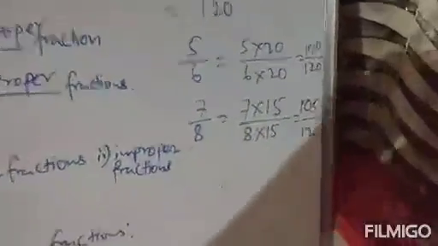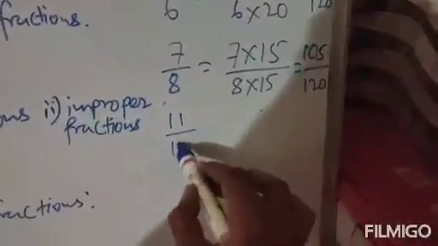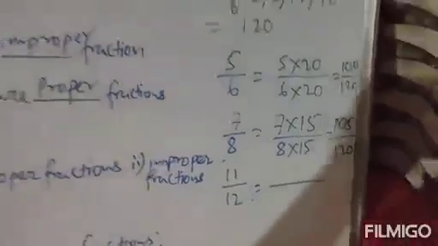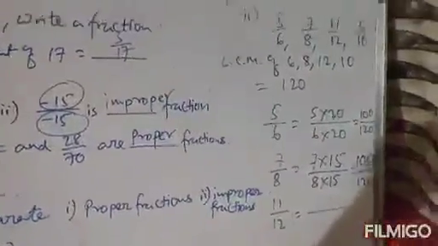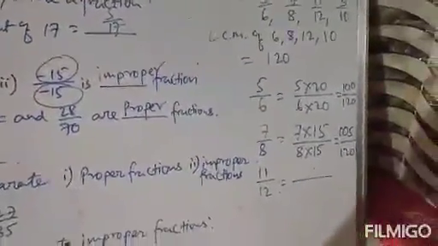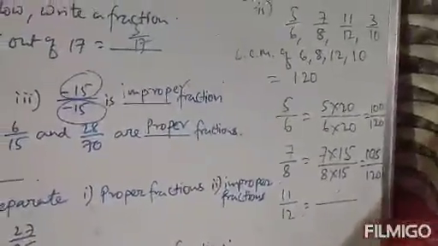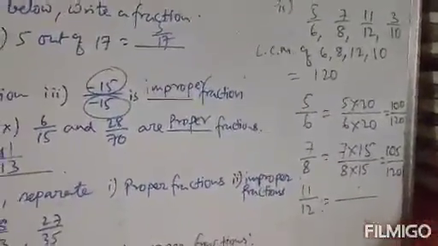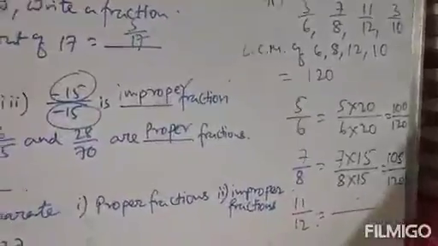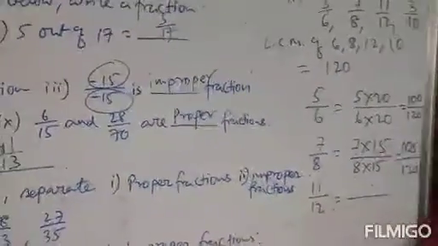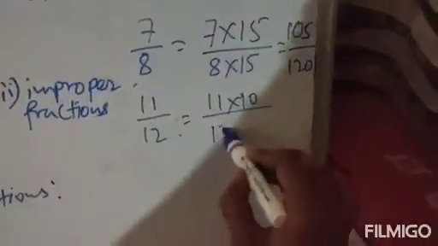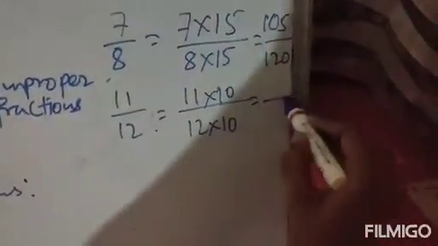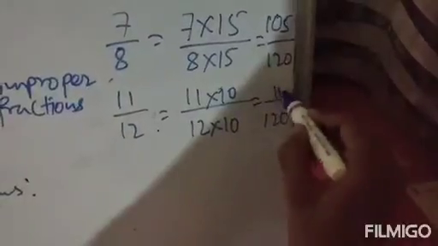In the same way, next fraction is 11 by 12. So the denominator is 12. We will divide the LCM 120 by the denominator 12. When you divide 120 by 12, your quotient will be 10. So the next step is to multiply the numerator and denominator with 10, that is with the quotient. So multiply. This is 110 and this is 120.